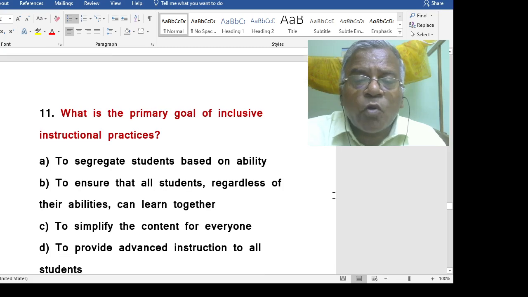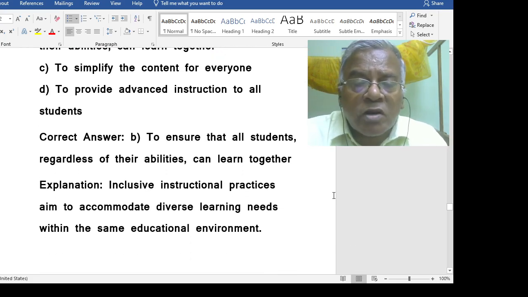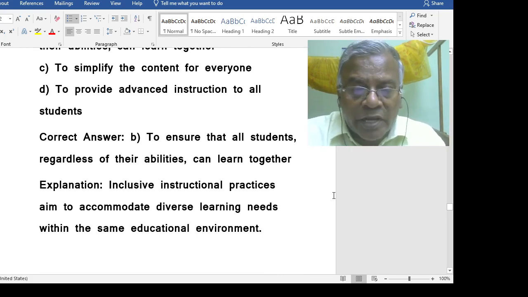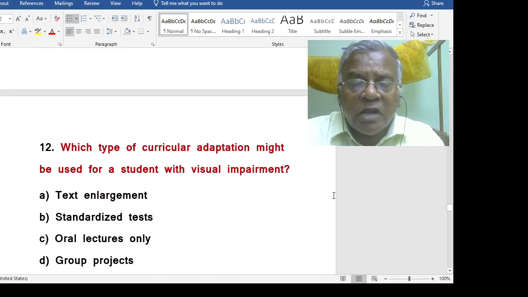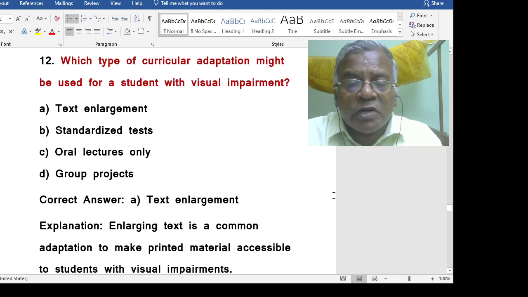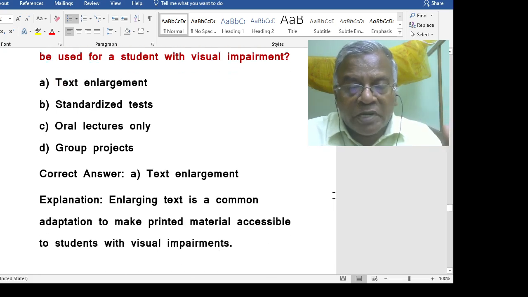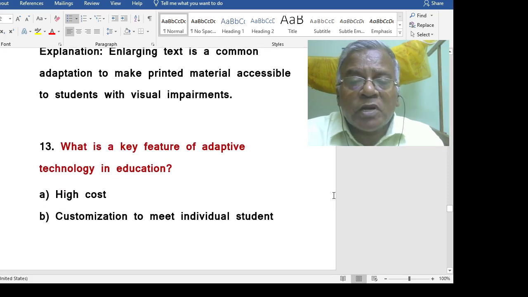What is the primary goal of inclusive instructional practices? That is to ensure that all students, regardless of their abilities, can learn together. Inclusive instructional practices aim to accommodate diverse learning needs within the same educational environment. Which type of curricular adaptation might be used for a student with visual impairment? Text enlargement. Enlarging text is a common adaptation to make printed material accessible to students with visual impairments.